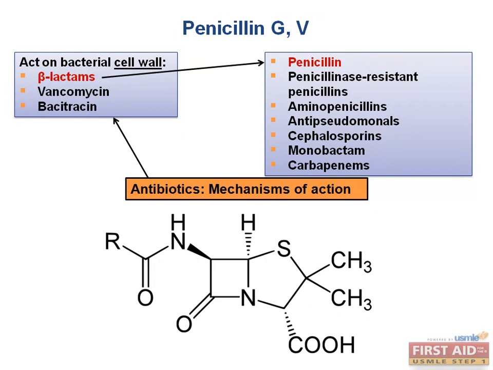Penicillin has a beta-lactam ring, which I've highlighted here. The R structure, which you can see here, is the variable group. Bacteria that express penicillinase are resistant to penicillin G, an unfortunate emerging trend that prevents the routine use of penicillin G in many clinical settings.